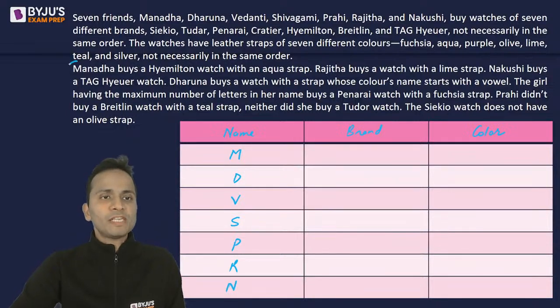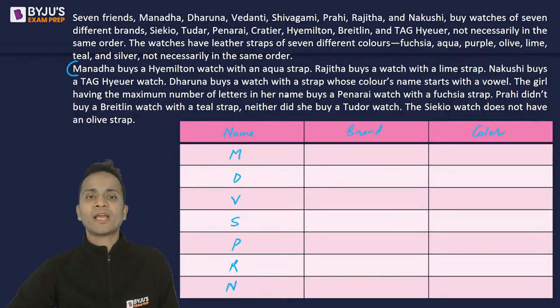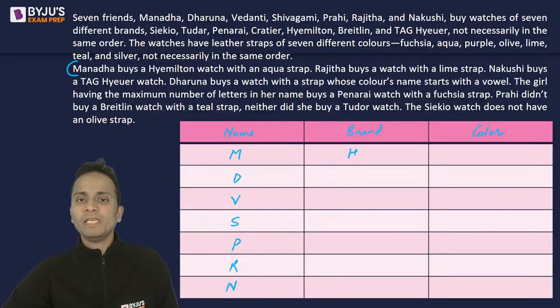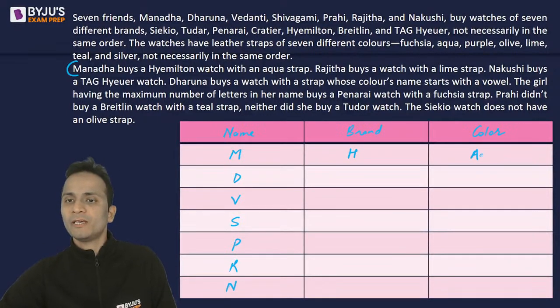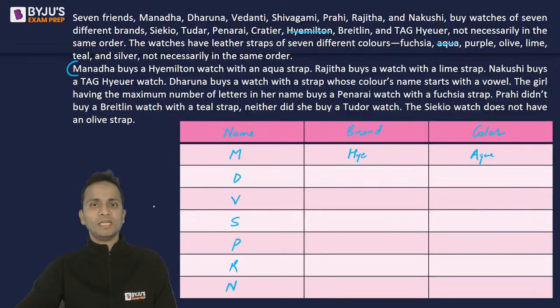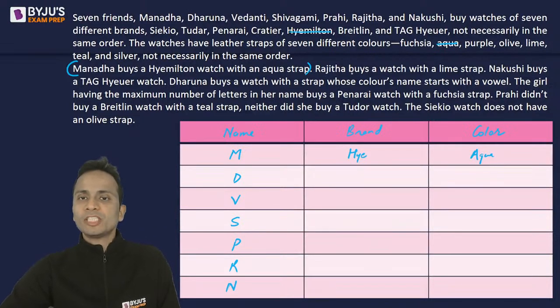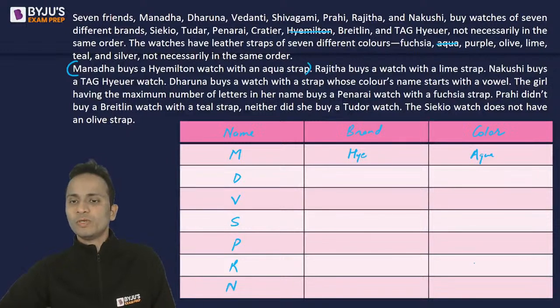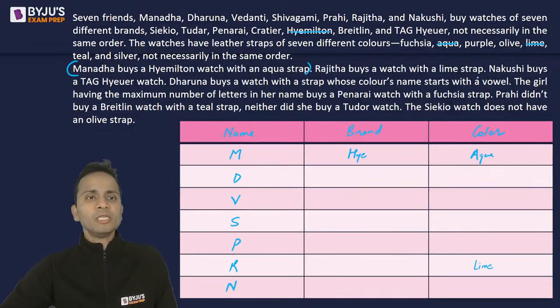Now the first sentence of the last paragraph: Mandana buys a Hamilton watch with an aqua strap. So M, the brand will be H and the color will be aqua. So color aqua and brand Hamilton are already used in the table. Next, Rajita buys a watch with a lime strap. So Rajita with lime. So lime color is also gone. Nakushi buys a Tag Heuer watch. So Nakushi's watch is done. So Tag Heuer.